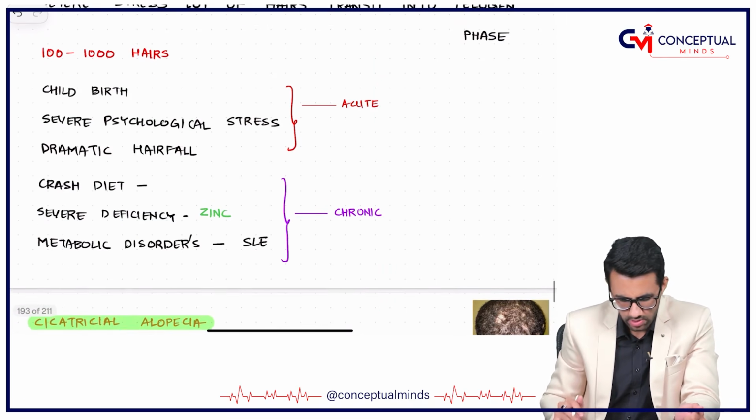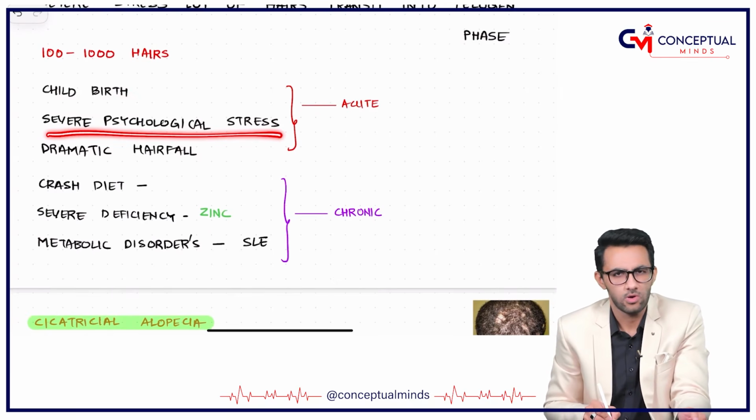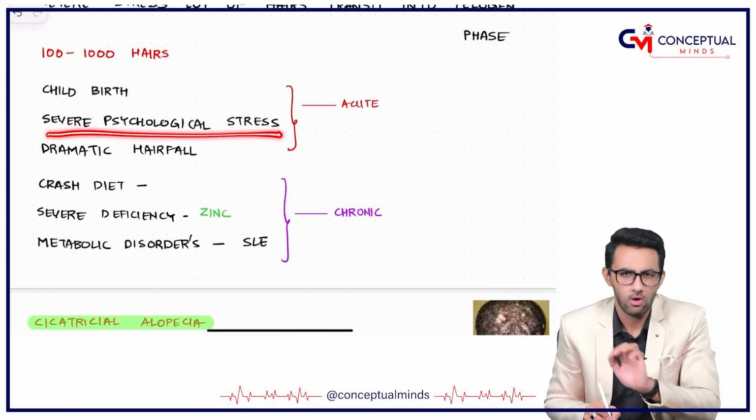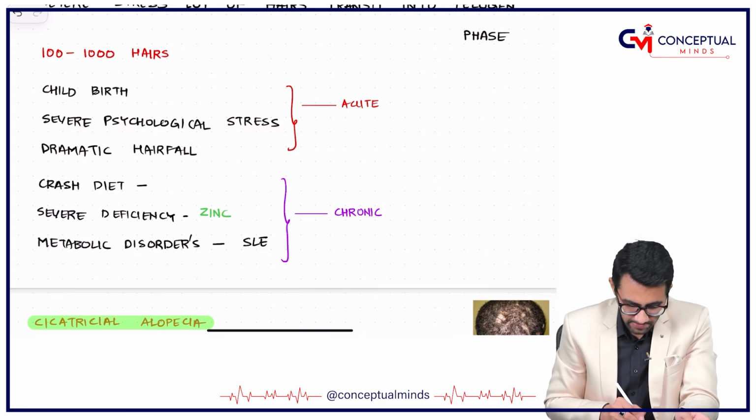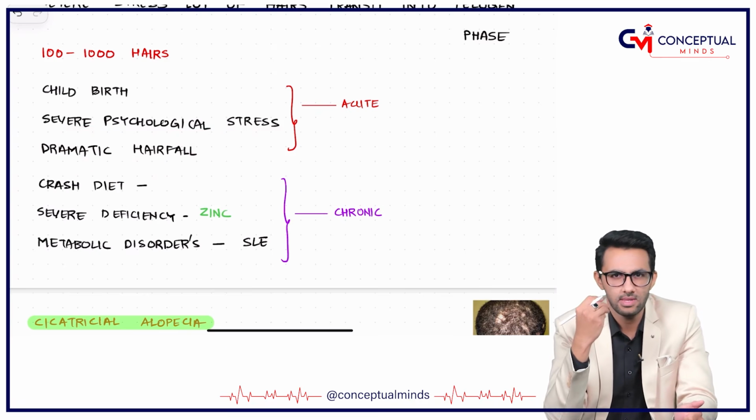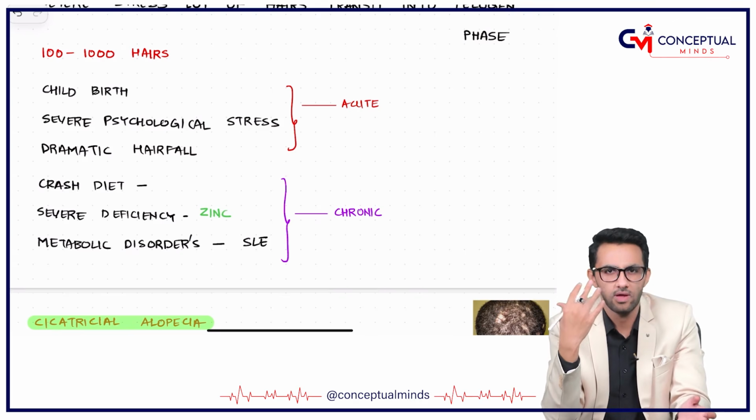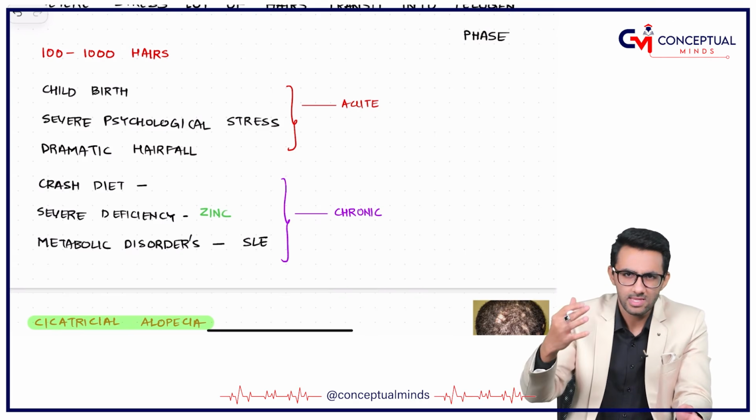Acute causes could be as simple as childbirth, or severe psychological stress that all the doctors face every day. So this is like a normal part of our life. This is the reason for dramatic, sudden hair fall. Like yesterday everything was okay, last week everything was okay, and now I'm having a lot of hair fall. What's up? These are the kind of patients.